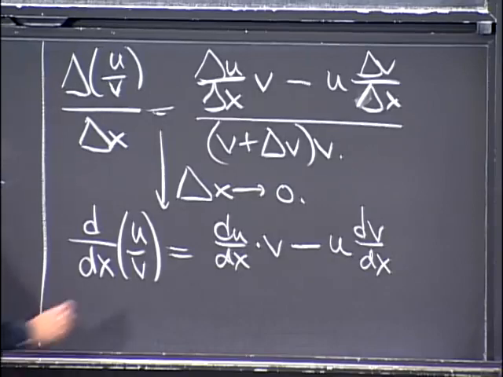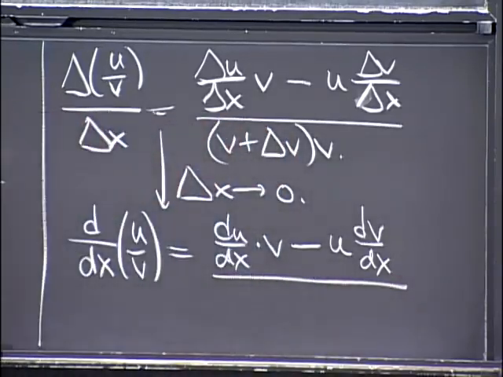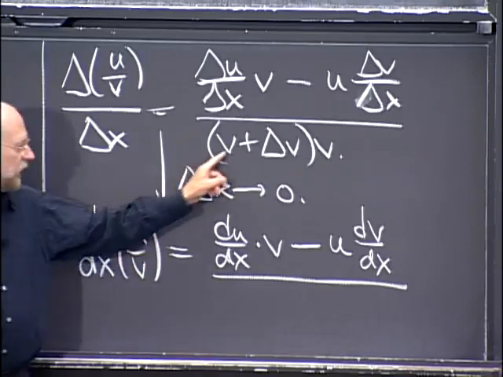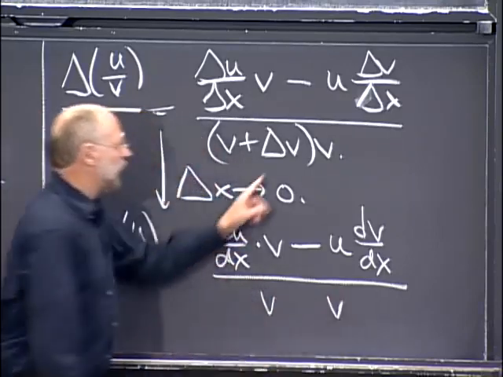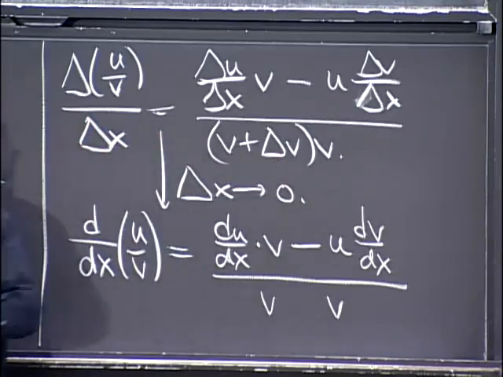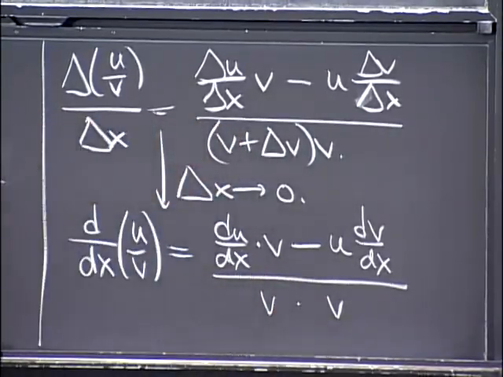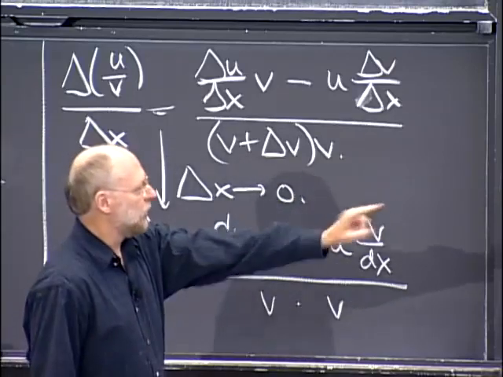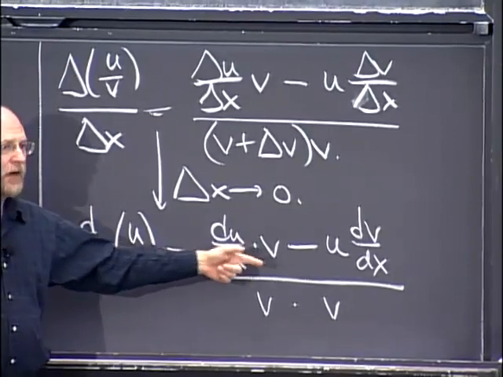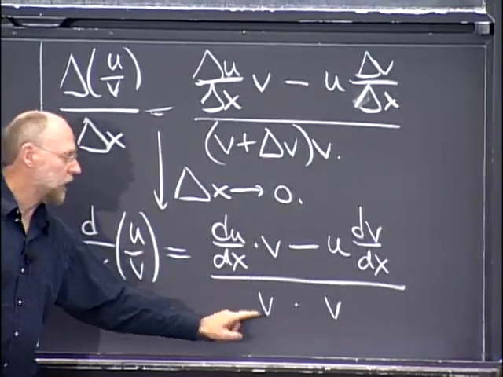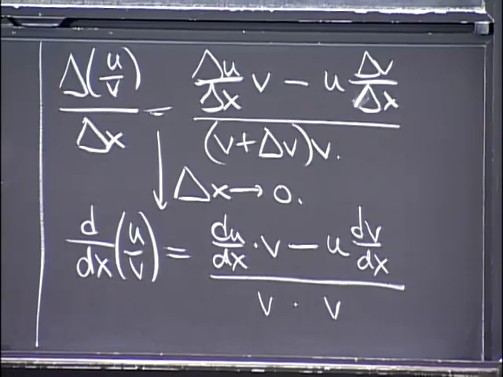Now, what about the denominator? When delta x goes to 0, V stays the same. What happens to this delta V? It goes to 0 again because V is continuous. So again, delta V goes to 0 with delta x because they're continuous, and you just get V times V. I think that's the formula I wrote down over there. The derivative of U times V minus U times the derivative of V, all divided by the square of the old denominator. Well, that's it. That's the quotient rule.